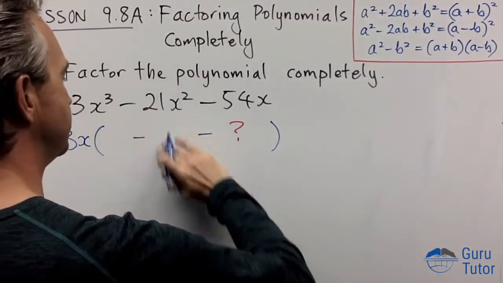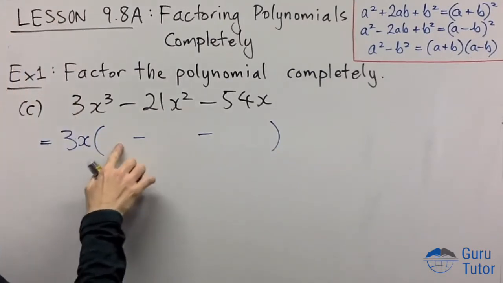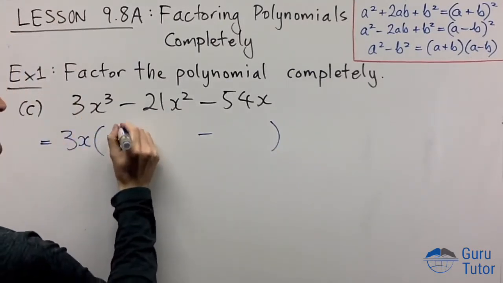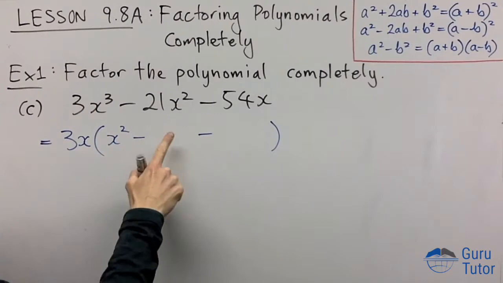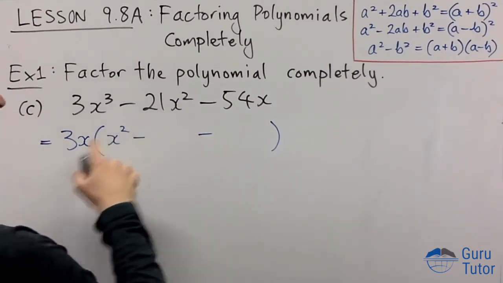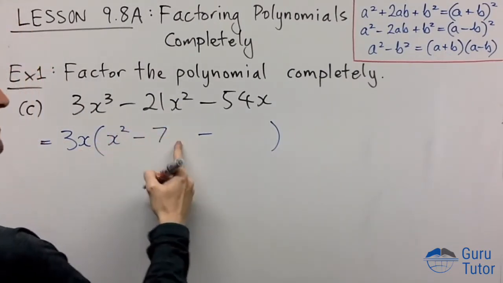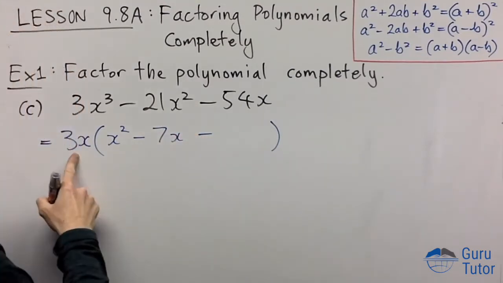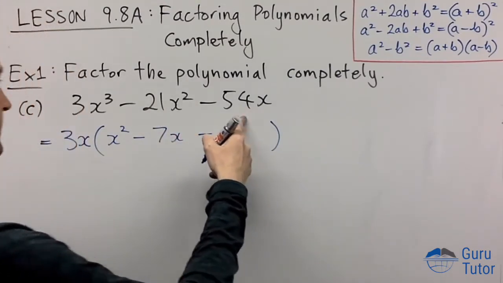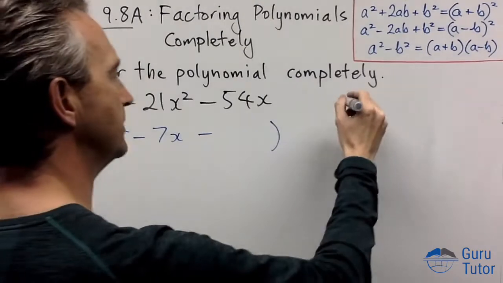Let's think backwards. 3x times what gives 3x cubed? X squared. 3x times what gives 21x squared? Well, 7 3s are 21. X times x is x squared. 3x times what gives 54x? What's 54 divided by 3?